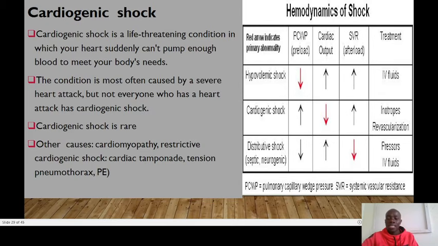Okay. All right. So from hypovolemic shock, we go to cardiogenic shock. And cardiogenic shock is a life-threatening condition in which your heart suddenly cannot pump enough blood to meet your body's needs. So this condition is most often caused by severe heart attack, because not everyone has a heart attack as a cardiogenic shock. So cardiogenic shock is very rare, and the causes include cardiomyopathy, restrictive cardiogenic shock, cardiac tamponade, and pneumothorax for that case.